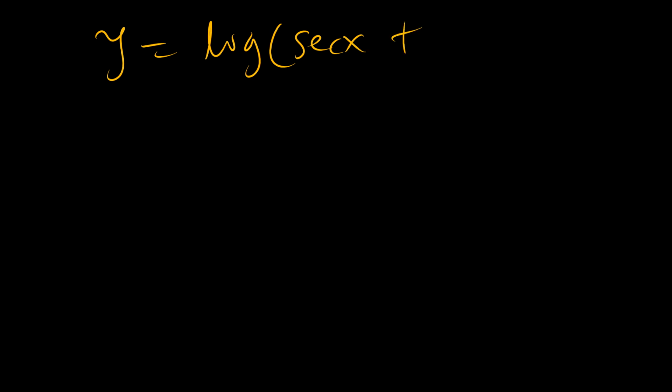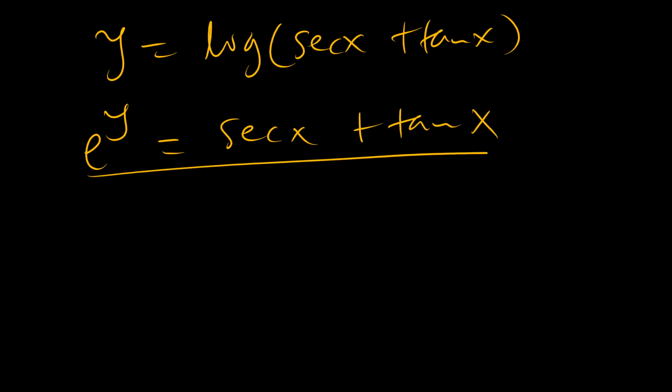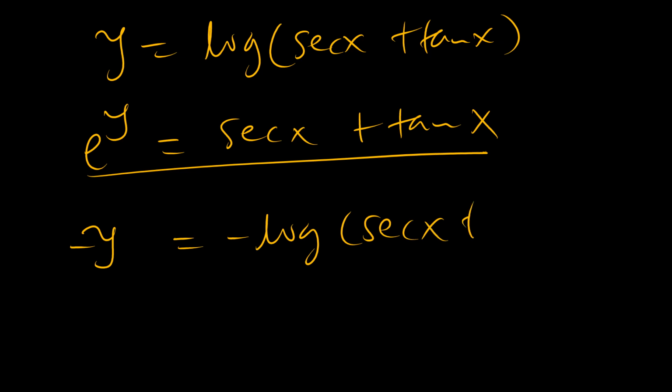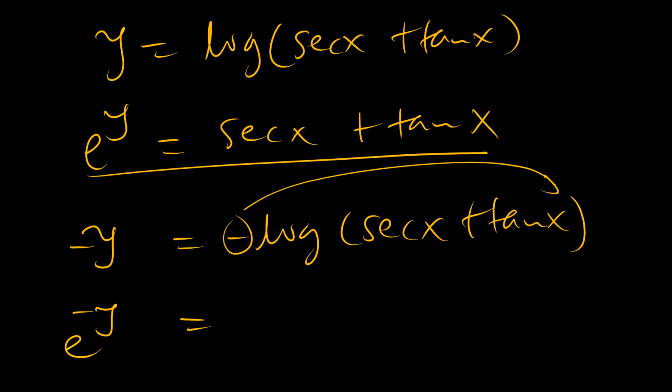sec x plus tan x, then it means e to the power y is equal to sec x plus tan x. Okay, and then negative y is equal to negative log of sec x plus tan x. So e to the power negative y is the same as, this negative goes up here, so we get 1 over sec x plus tan x.